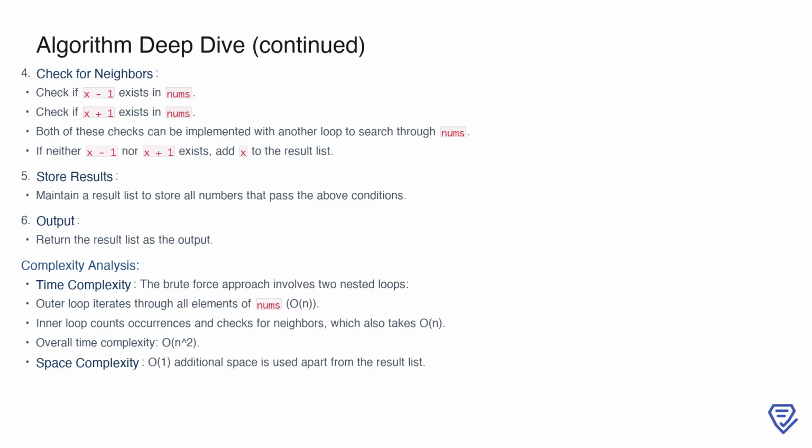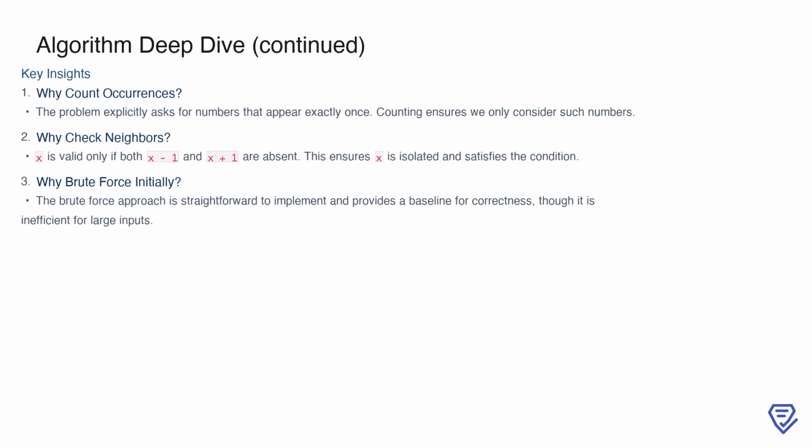However, while this brute force approach is simple to understand and implement, its time complexity is quite high. It involves two nested loops, where the outer loop iterates through all elements, and the inner loop handles counting and neighbor checks. This results in an overall time complexity of O(n squared), making it inefficient for large input sizes. The space complexity, on the other hand, is O(1), since we only use a result list to store the output. Now, let's delve into the key insights behind this approach.